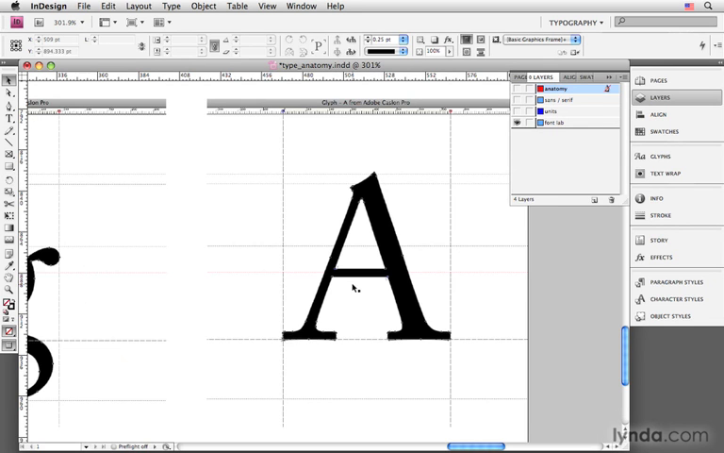So those are some type terms. Let's now move on and look at some typeface classifications.